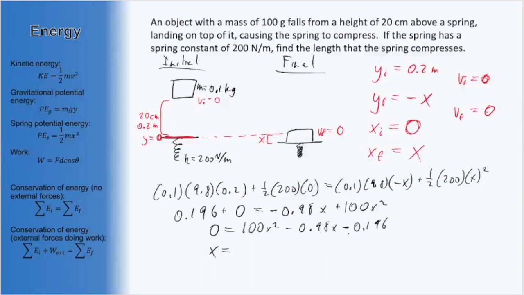solutions to this equation, which would be 0.049 as well as negative 0.0396. Since we defined x as a distance that the spring compressed, we are only interested in positive values for distance, so we will rule out the negative answer, meaning our value of x is the 0.049 meters, or about 5 centimeters, is how much this spring will be compressed by.